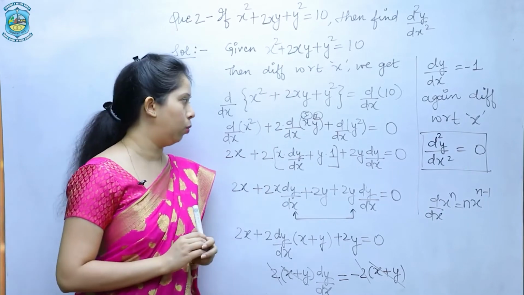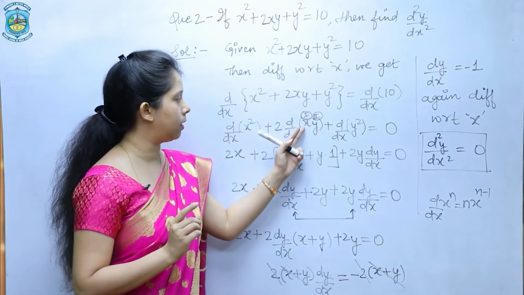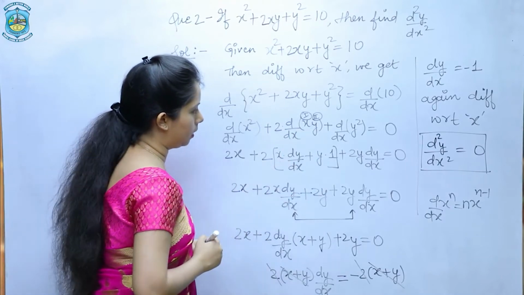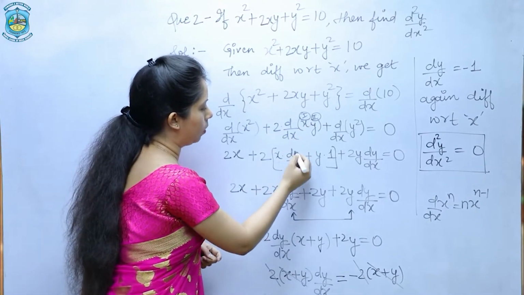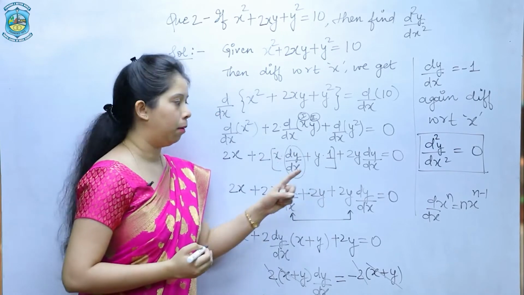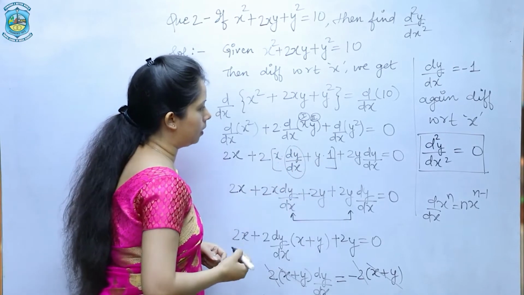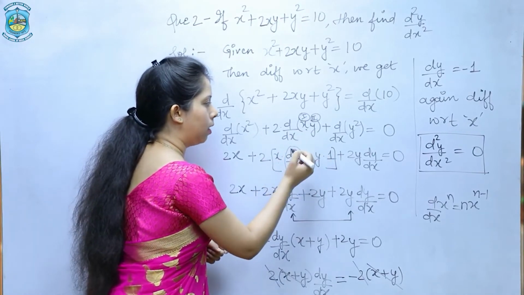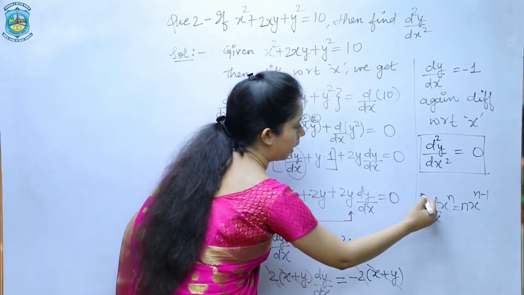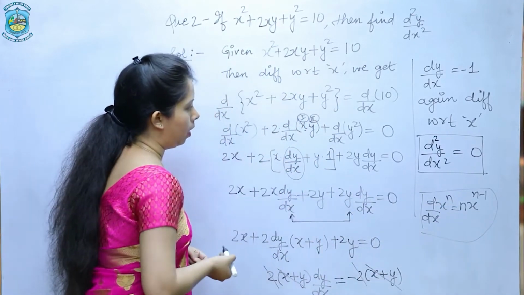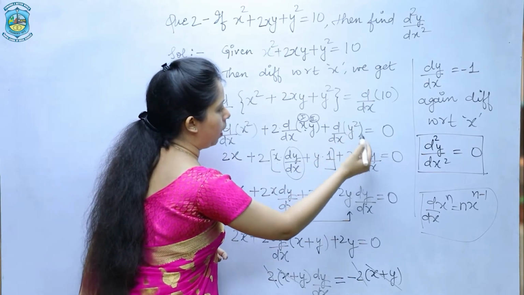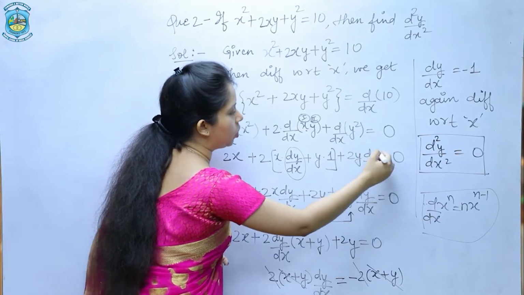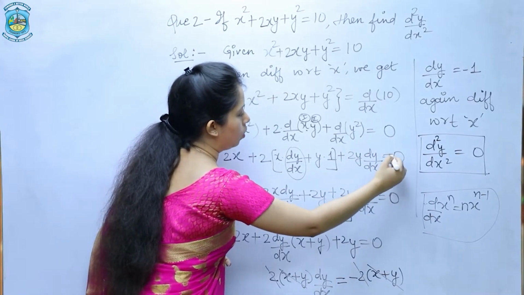Now, according to the product rule, we select the first one as the first function and the second as the second function. So, the first function is kept as it is and we differentiate the second with respect to x. That becomes dy by dx, plus the second function is kept as it is and we differentiate the first function. The first function here is x, so differentiation of x with respect to x gives you 1, plus the differentiation of y square. By the same formula, that becomes 2y dy by dx. Here we have to apply the chain rule, and that is equal to 0.